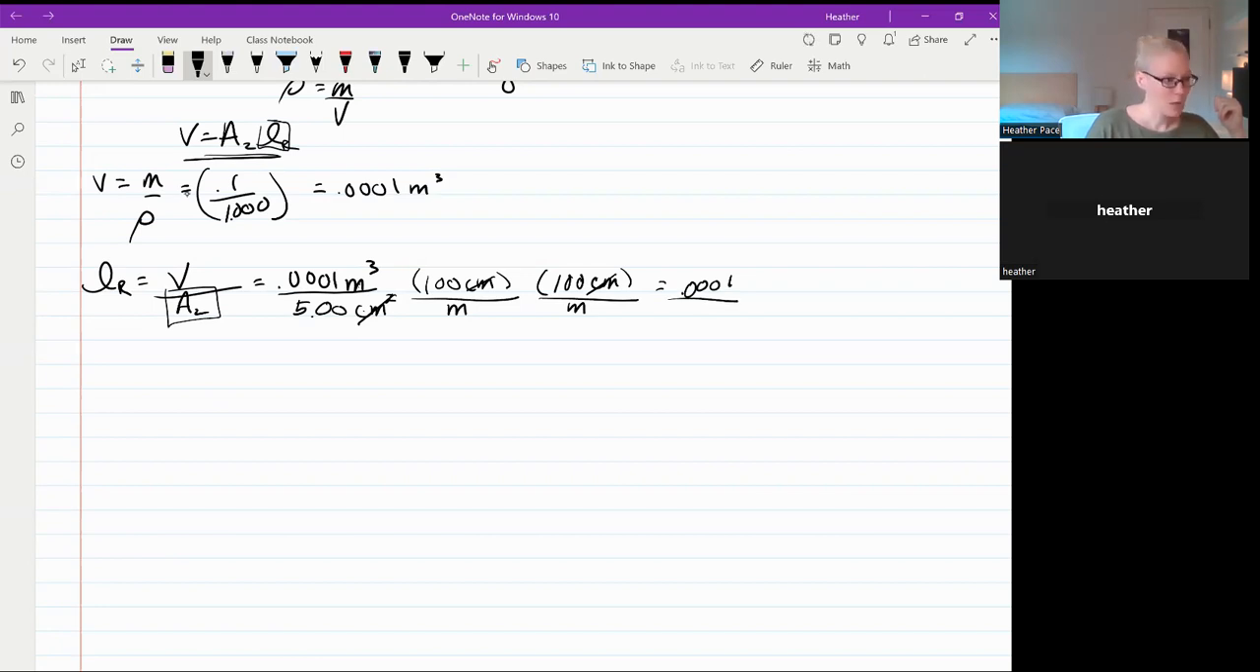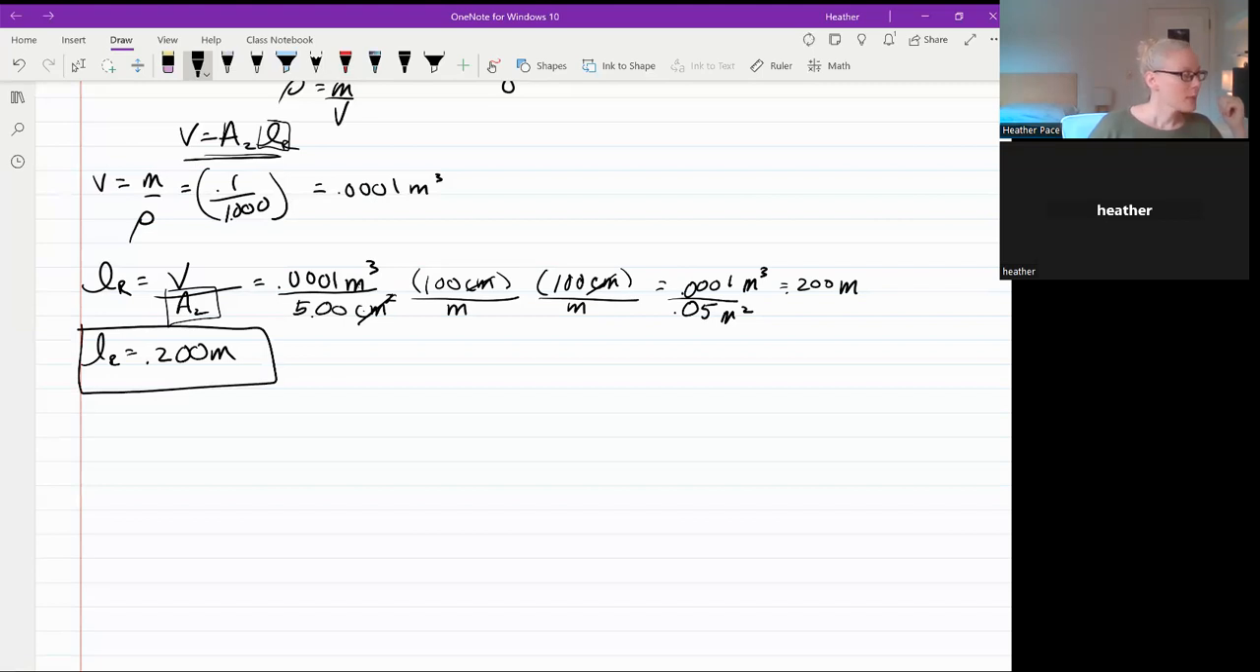And if we take that out, we now have 0.0001 over 0.05 meters squared. We've got meters cubed, and we want just meters because we want a length. So we end up with 0.200 meters. So that is our length of the right side of the tube. That was A. B.